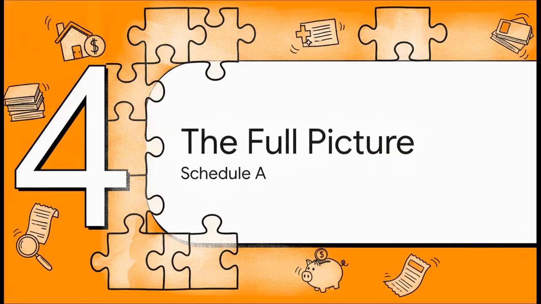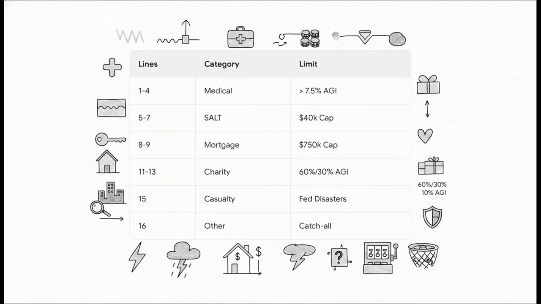Okay, we have successfully made it through all 6 categories across our previous explainer and this one. Now, let's step back, bring it all together, and look at the full Schedule A picture. Here is the complete breakdown of Schedule A for 2025. Lines 1 through 4 handle your medical and dental expenses, specifically the amount that exceeds 7.5% of your AGI. Lines 5 through 7 are your state and local taxes, also known as the SALT deduction, which is currently capped at $40,000. Lines 8 and 9 cover mortgage and investment interest, subject to that strict $750,000 loan cap.